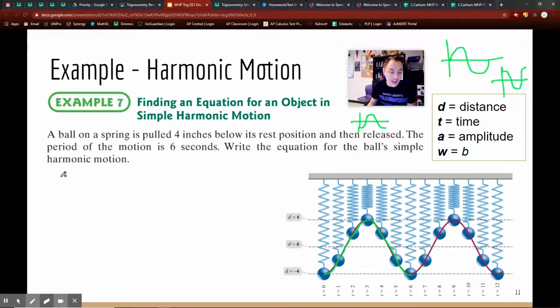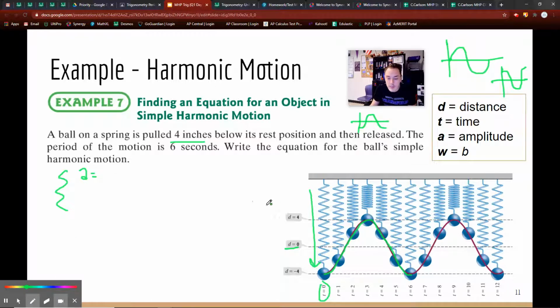So let's list out what A, B, P, whatever we need. So A is probably the easiest. I already know I'm going to use cosine. So what is A? A is 4 inches because I pull it down 4 inches. So it's at its rest position right here, right? But right now at T sub 0, my hand pulls this down from almost like its rest position, which is what we call 0. So when it's pulled down 4, that right there is my amplitude, okay?